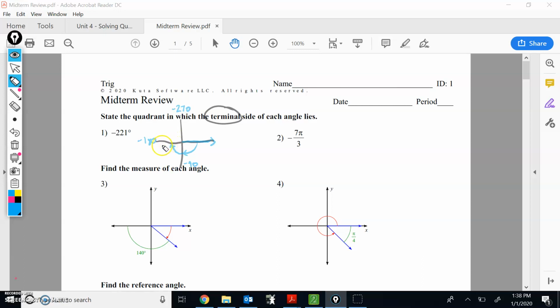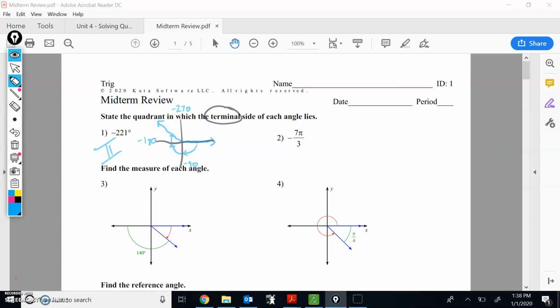I have to go from negative 180, I have to go another 41 degrees, which is like right here. And then there would be my end side, my terminal side of that angle. So it's in quadrant 2.